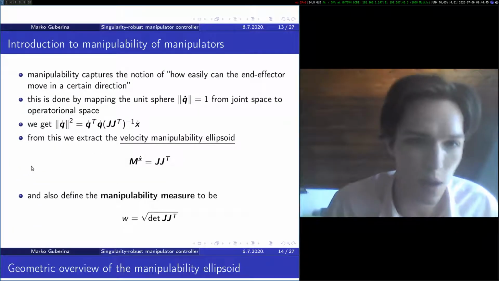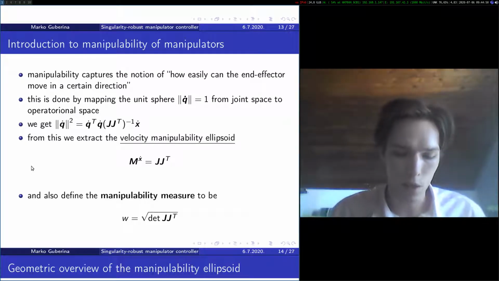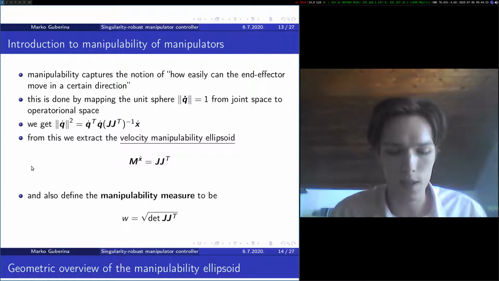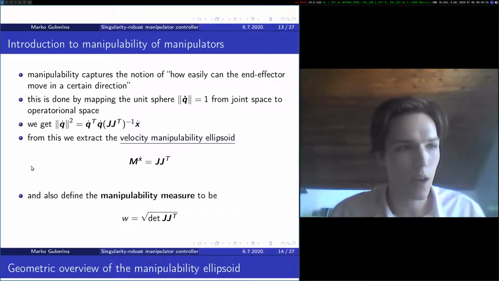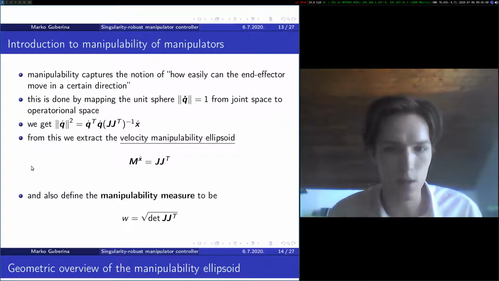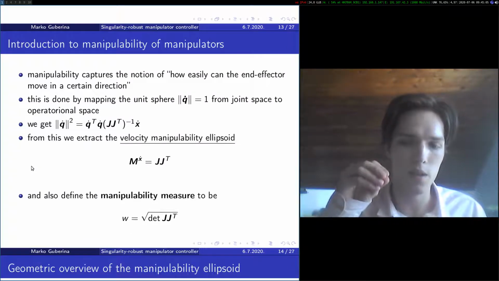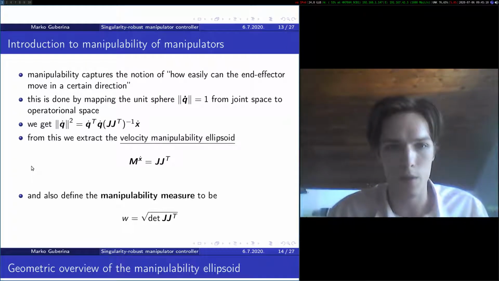Okay, so now we can talk about manipulability. It will help us more formally, more precisely, more deeply define the singularity, because it's essentially a dual problem to the problem of singularities, meaning that when we have a singularity we cannot move in some direction, and manipulability tells us how easy it is for the robot to move in some given direction.